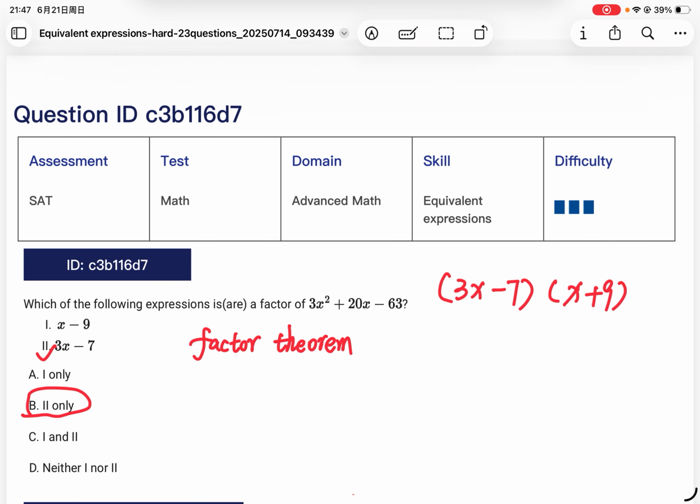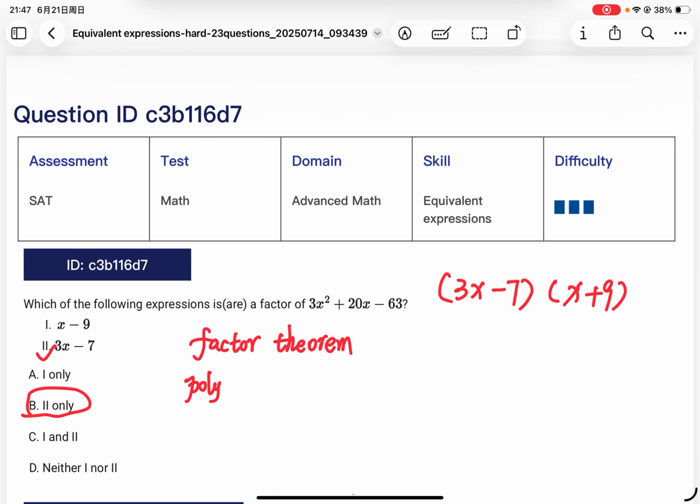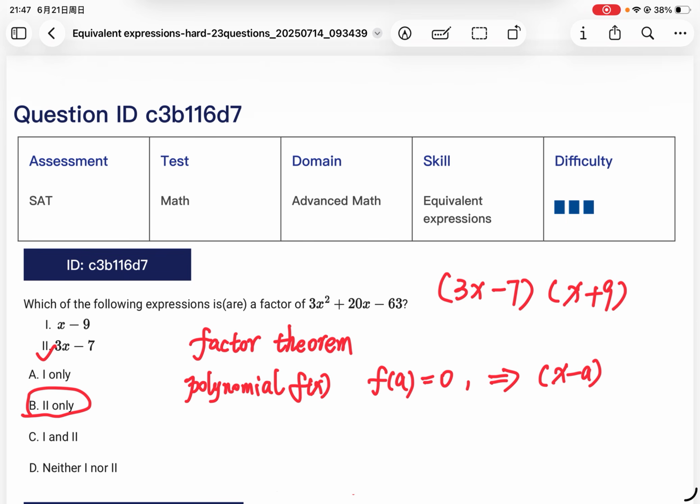Because this is a multiple choice setting and you're free to use your calculator, I want to introduce the factor theorem here. It can sometimes be quicker for you to do it. Let's first review what the factor theorem is. If we're given a polynomial f(x), and we know that f(a) equals 0, then we can conclude that x minus a is a factor of the polynomial f(x).